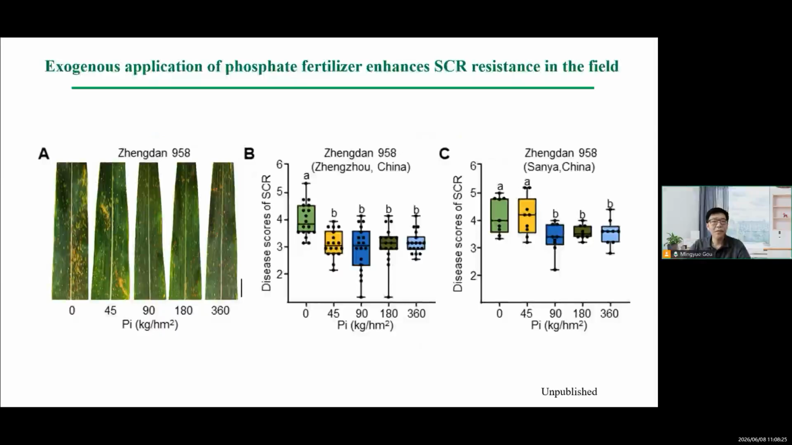To verify if phosphate could affect field-level disease resistance, we applied the phosphate fertilizer to the field when plants were 50 days old. The southern corn rust resistance was significantly increased when phosphate was applied at a dosage of 45 or 90 kg per hectare, depending on the basal phosphate level of the field, highlighting the great potential of using phosphate fertilizer to control maize disease while maintaining its role as nutrient.